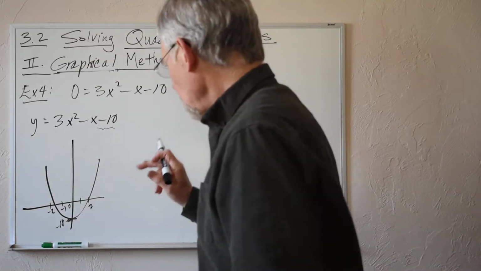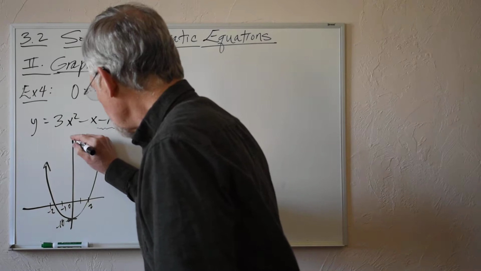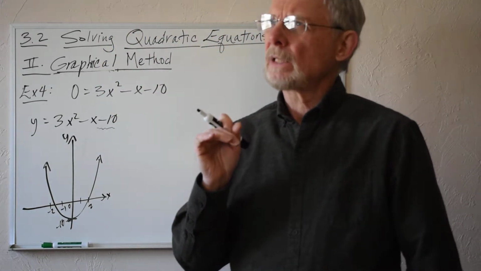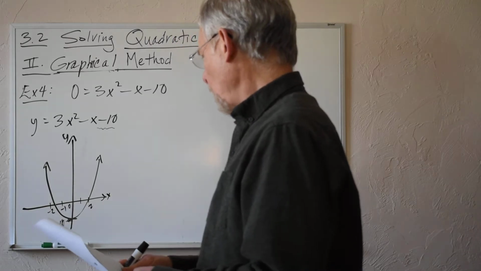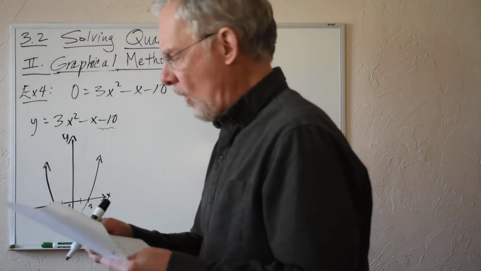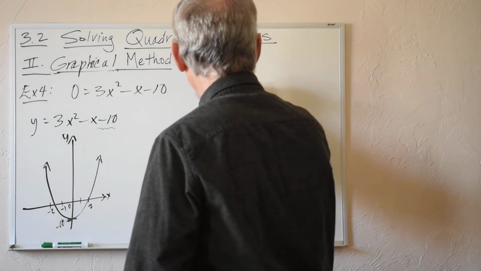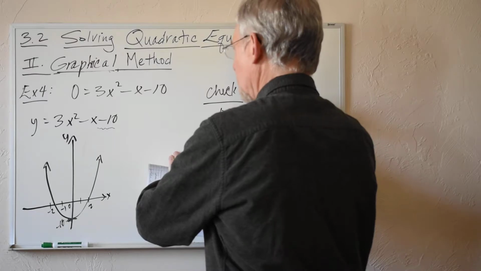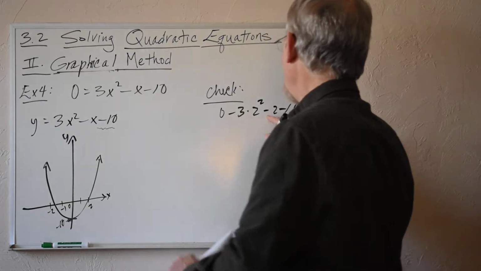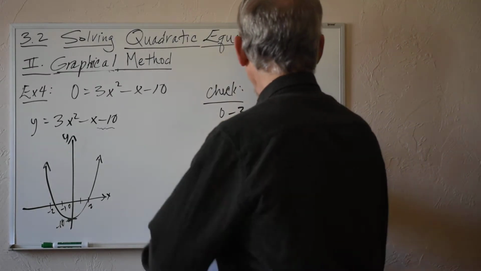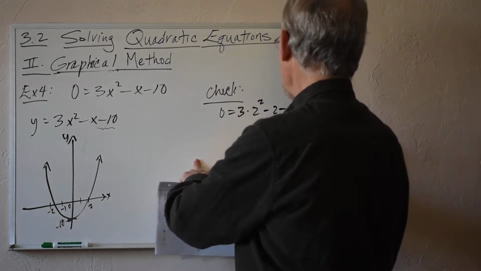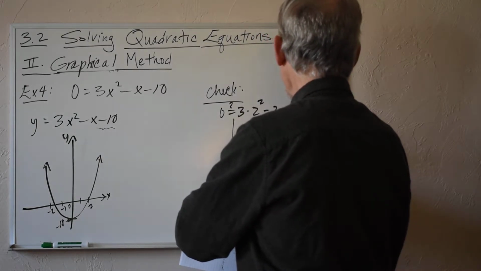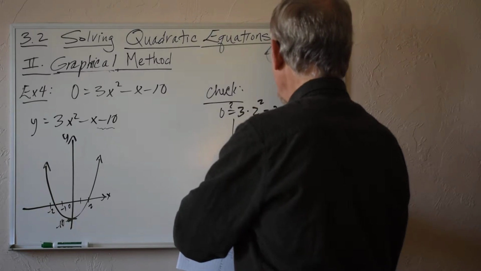Now, it looks like the graph is going straight through 2 on the x-axis. But your calculator may not allow you to be sure of that. So what you would have to do is go over and check. Let's take the original equation and in place of x, I'll put 2. And we'll see what we get. That should be an equal sign there. Okay. So I'll put the question mark over the equal sign. We get 3 times 4 minus 12. 12 minus 12, 0. Okay.